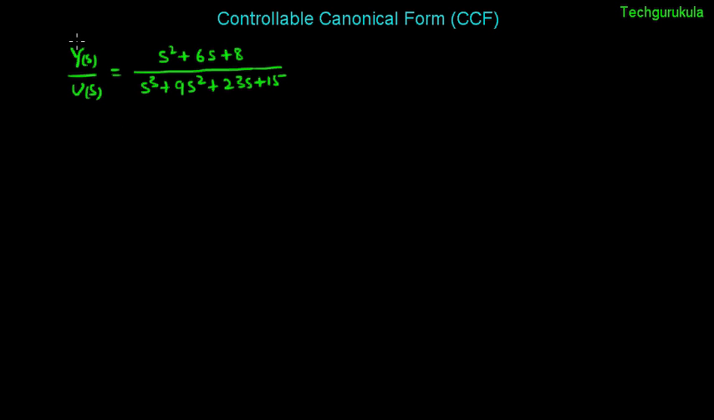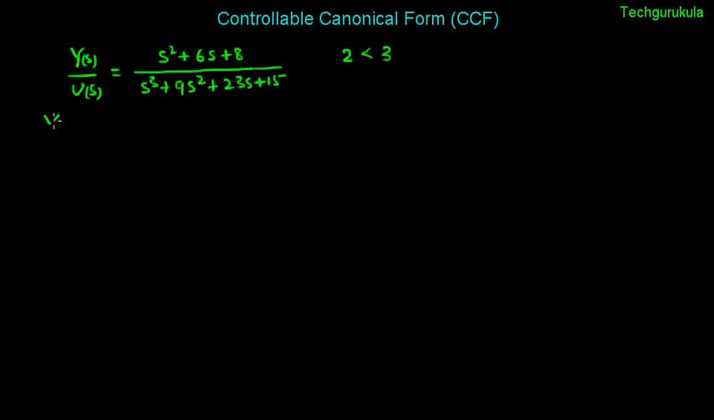Given a transfer function, how to represent a system in controllable canonical form. This is what we will see in this video. Let me take an example transfer function where y is the output and u is the input of the system, and numerator polynomial order here is 2 and denominator polynomial order is 3, where 2 is less than 3.